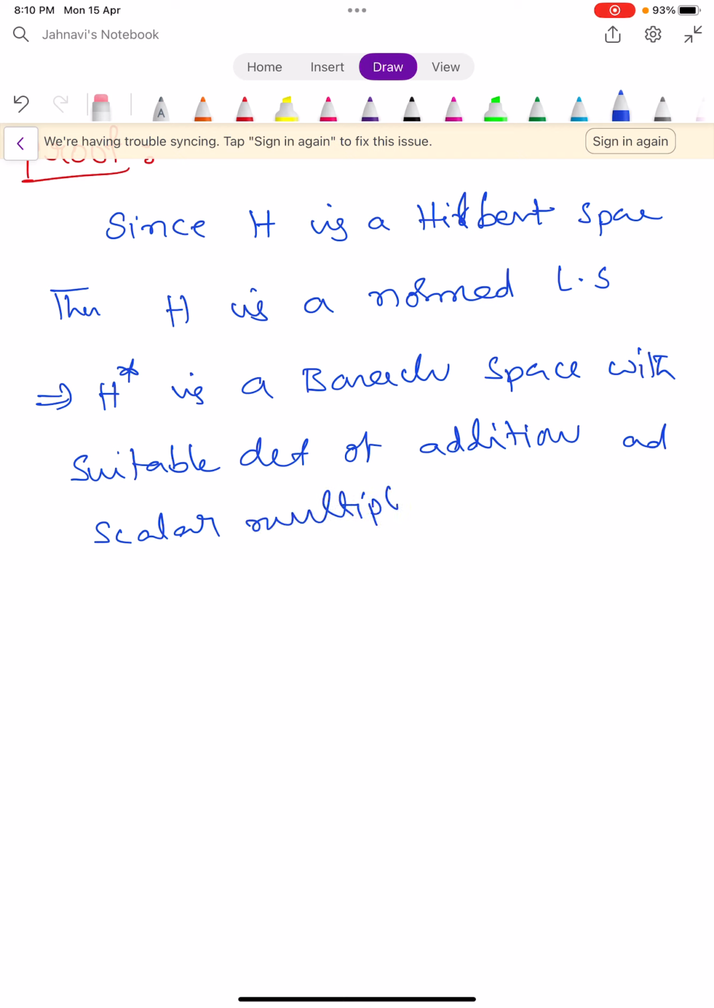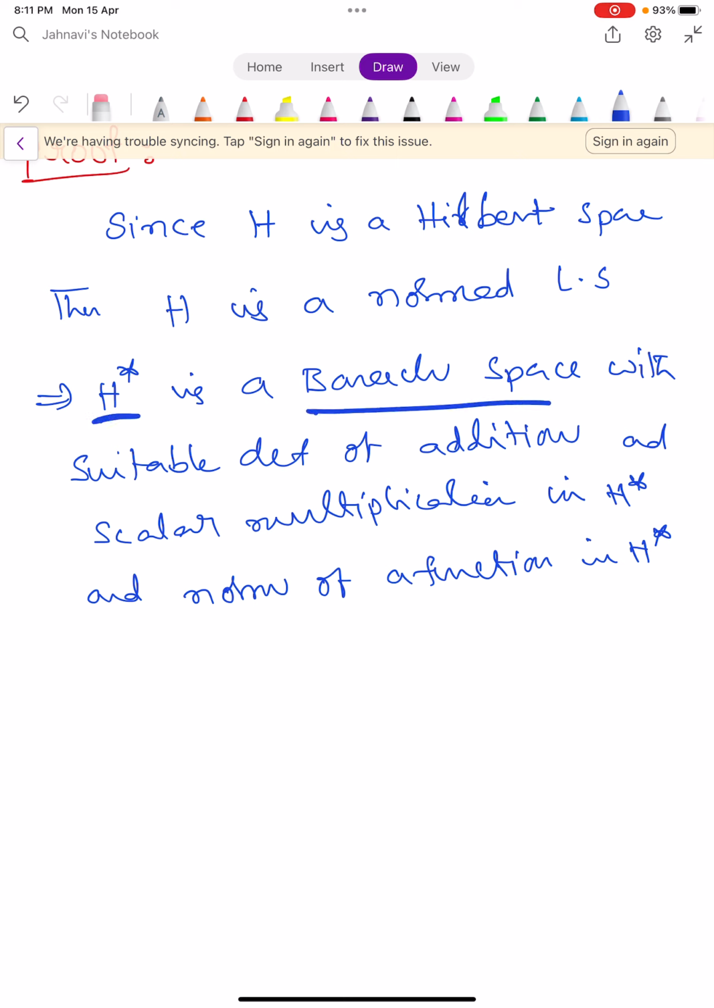Addition and scalar multiplication in H star and norm of a function in H star. This is the important point. It is trivially true without any proof. If H is a normed linear space, then obviously H star is a Banach space because it is defined over the complex numbers, with suitable definition of addition and scalar multiplication, and norm of the function in H star.